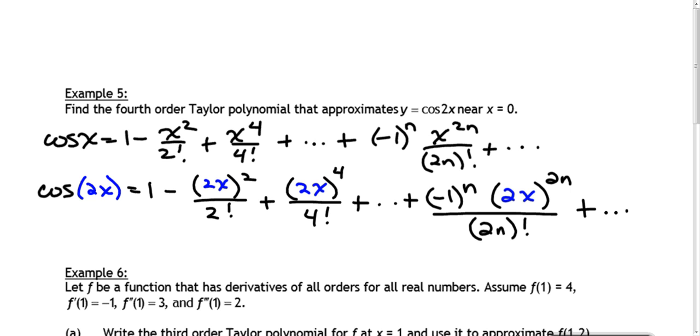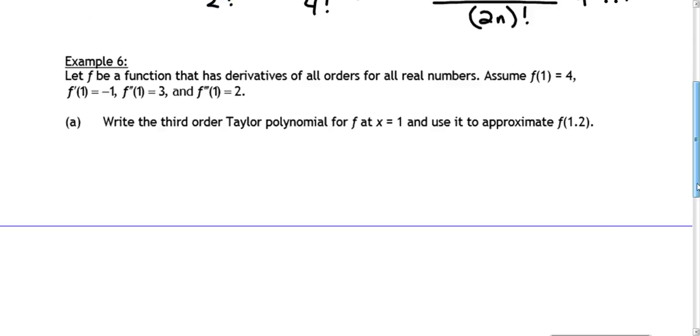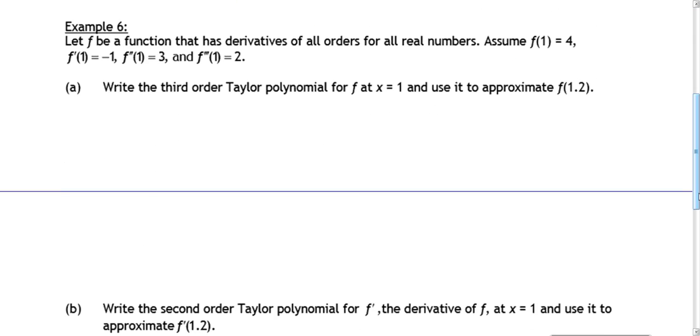Moving on to example 6. So for example 6, we have a function. We don't know what that is. So this one's different than all the other ones. We started with a sine or a cosine or an e or a something over 1 minus x. And now we're going to write the 3rd order Taylor polynomial for this function at x equals 1. They want to use it to approximate the function.